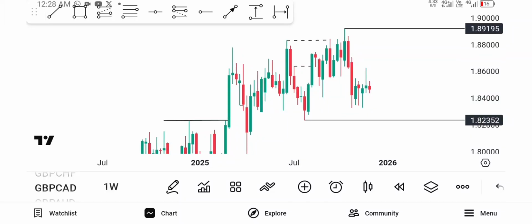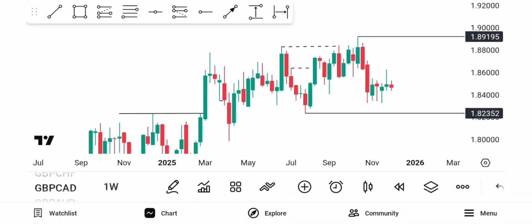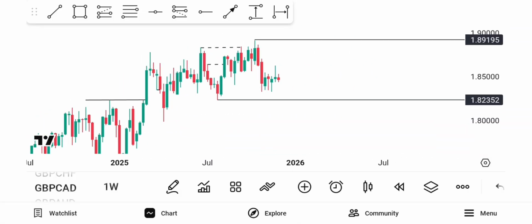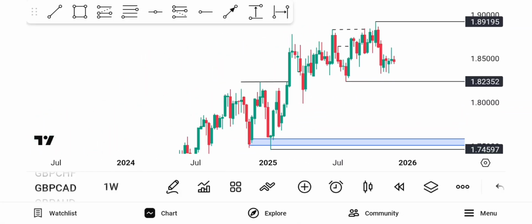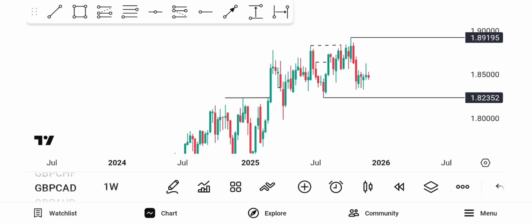This is GBP card. I just want to do a top-down analysis on a directional bias on GBP card to see the market overflow. So currently looking at this page now, you discover that this page is actually bullish.